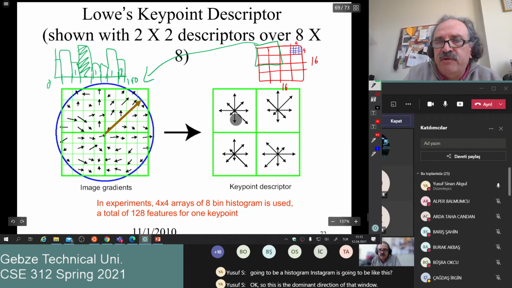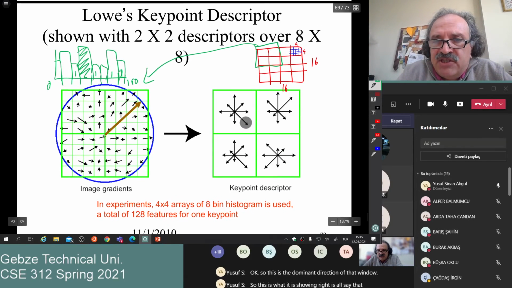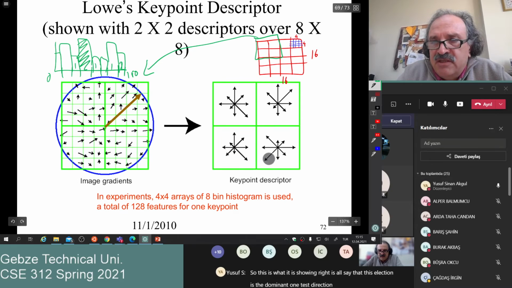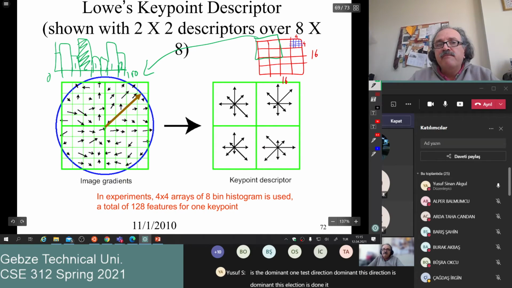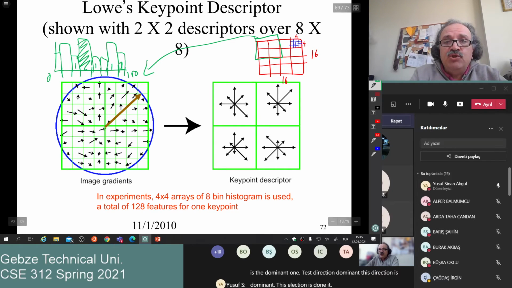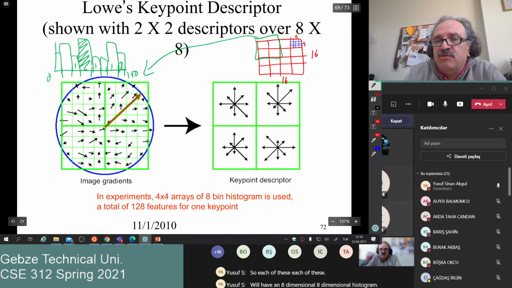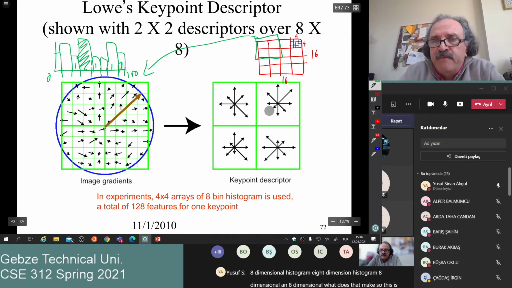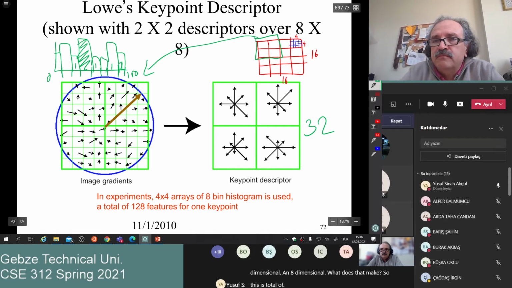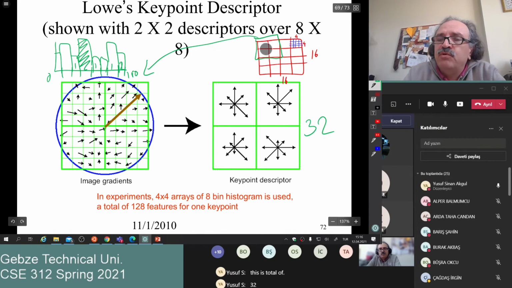So this is the dominant direction of that window. So this is what it is showing, right? This direction is the dominant one, this direction is dominant, this direction is dominant. So each of these will have an 8-dimensional histogram. What does that make? So this is a total of 32. This corner has 32 numbers in it. This one 32, 32, and 32. There are a total of 128 values for a window.